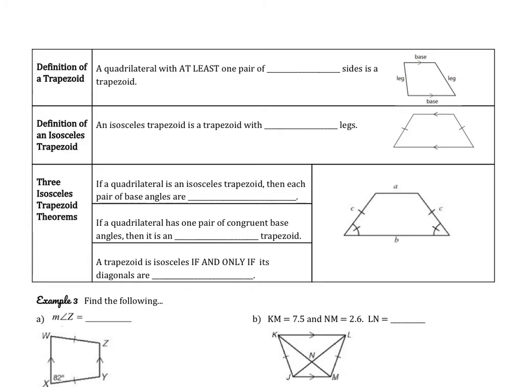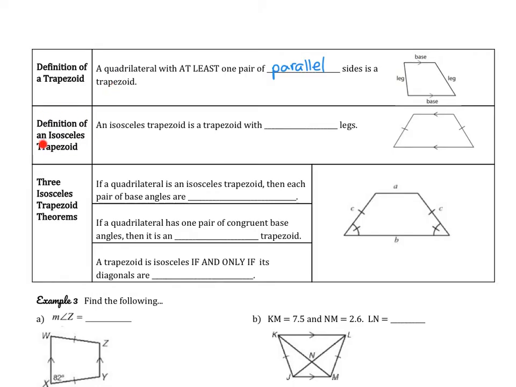Okay, so now we're going to move on to trapezoids. So let's start with the definition of a trapezoid. A quadrilateral with at least one pair of parallel sides is considered a trapezoid. So here you can see that we have a pair of parallel sides. The other pair does not need to be parallel for it to be considered a trapezoid.